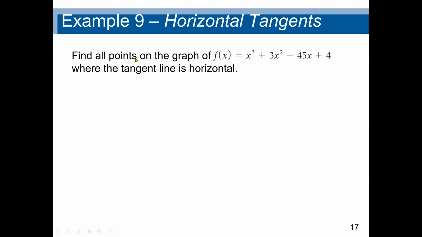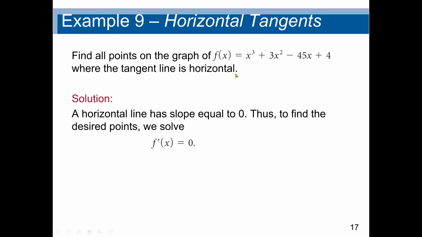So again, here we say for all points on the graph of f at s equal to s cubed plus 3s squared minus 45s plus 4, where the tangent line is horizontal. So we are going to find all the possible points on this graph where the tangent line is horizontal.